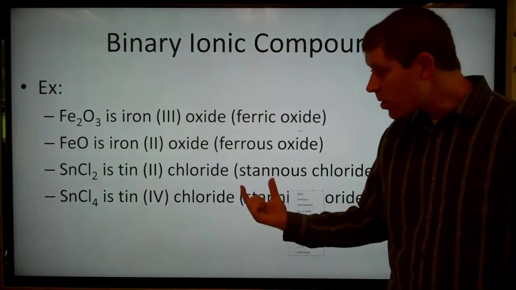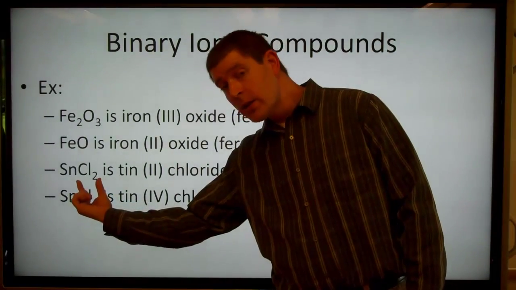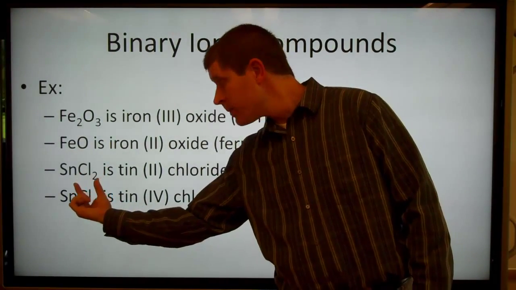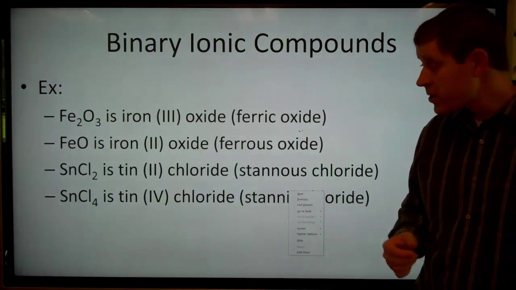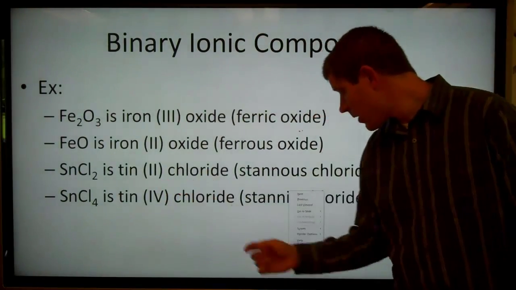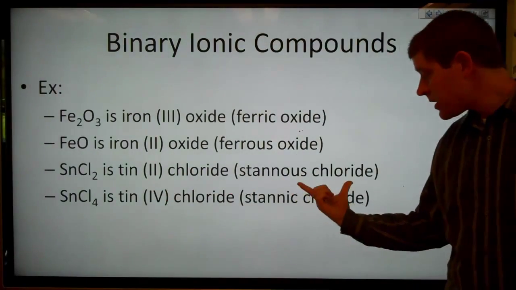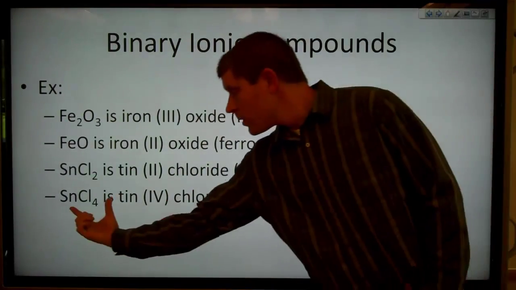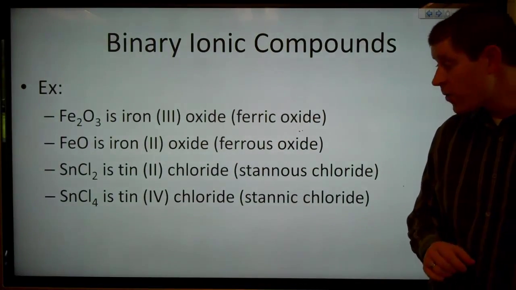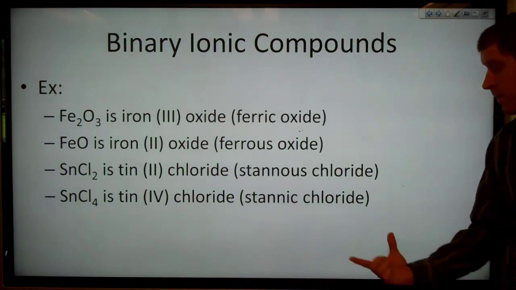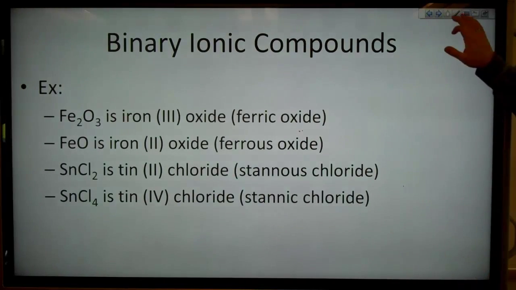tin(II) chloride. Again, the chloride has a charge of -1. So the tin there, because we have 2 chlorides, has a charge of +2. So this is tin(II) chloride, or stannous chloride. Here we have 4 chlorines, so that means the charge on tin is +4. So we have tin(IV) chloride, or stannic chloride.